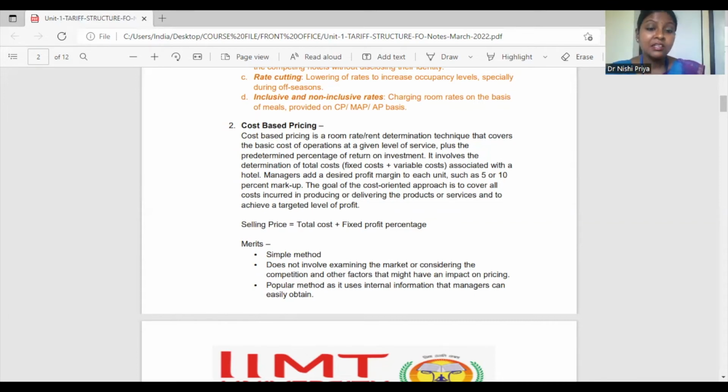You can see it does not involve examining the market or considering the competition and other factors that might have an impact on pricing. It is a popular method as it uses internal information that managers can easily obtain.